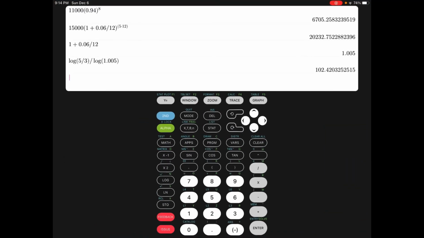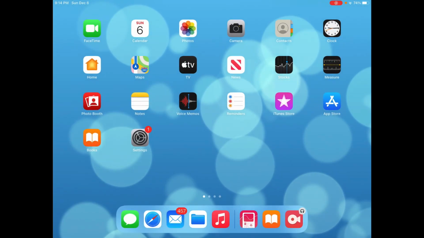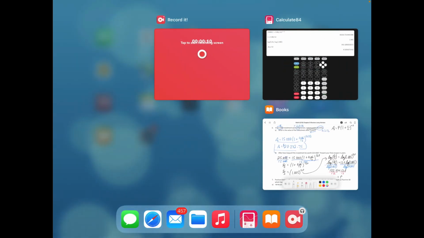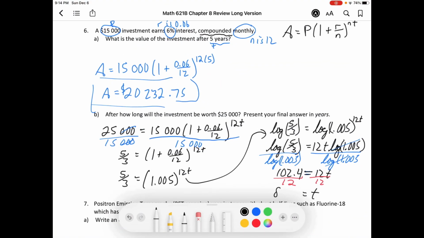So let's go to the calculator and do that. Just take the answer, divide it by 12. Get 8.53 years, or 8.54 years. Okay, or you could say just about 8.5 years.